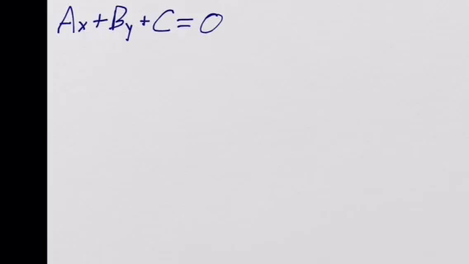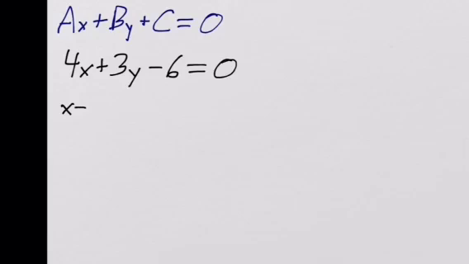So if we're given an equation, let me go with 4x plus 3y minus 6 equals 0. I want to find the x-intercept of that line. To do that, I'm going to set y equal to 0.